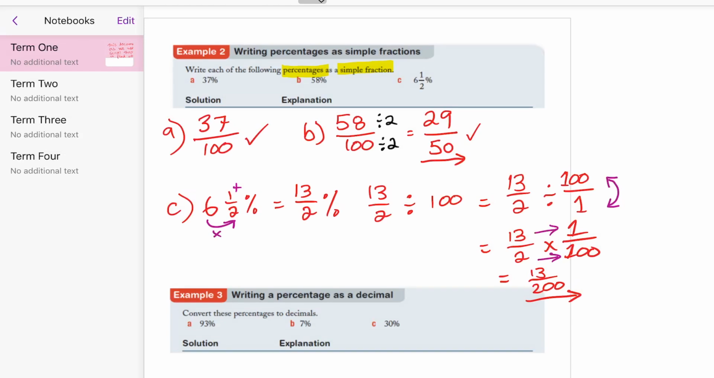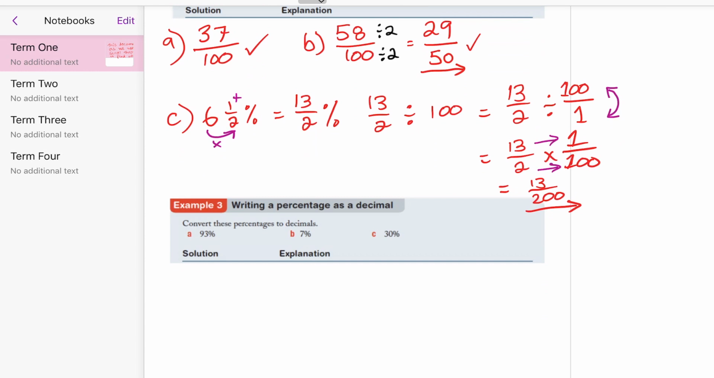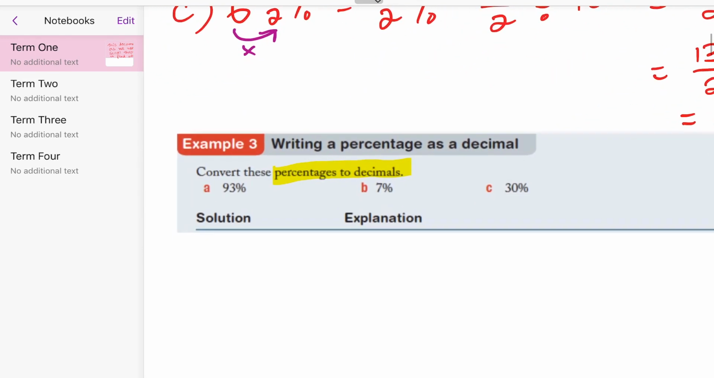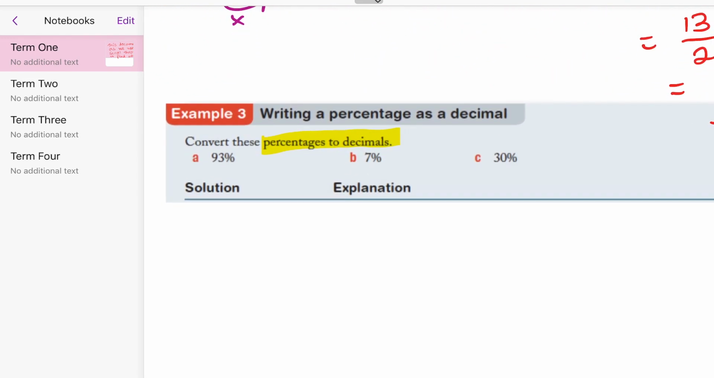Following on from example 2 in the previous video of exercise 2A, we're now looking at percentages and converting it to decimals. So I want to convert these percentages to decimals. Now, the nice thing about this, it's a lot easier than changing a percentage to a fraction.